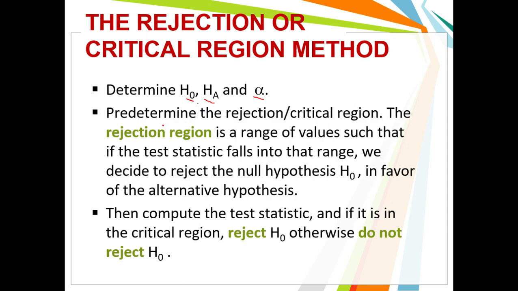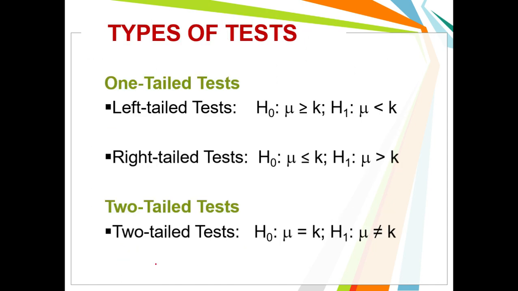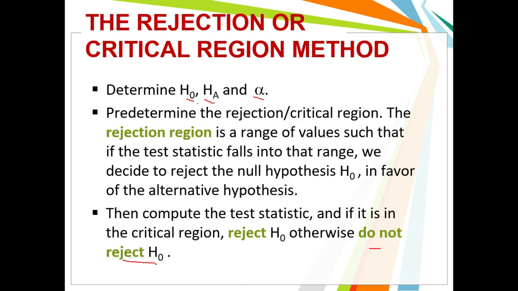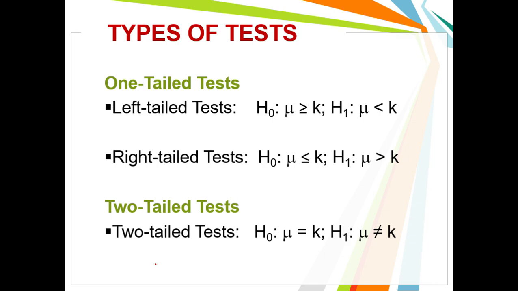The critical region predetermines the critical or the rejection region natin sa ating normal curve. And the rejection region is a range of values such that if the test statistic falls into that range, we decide to reject the null hypothesis in favor of the alternative, or we otherwise do not reject the null hypothesis. Okay, so with regards sa rejection, because before we can draw the critical region natin or the curve, we have to understand first kung ano yung ating decision or yung ating test, I mean.